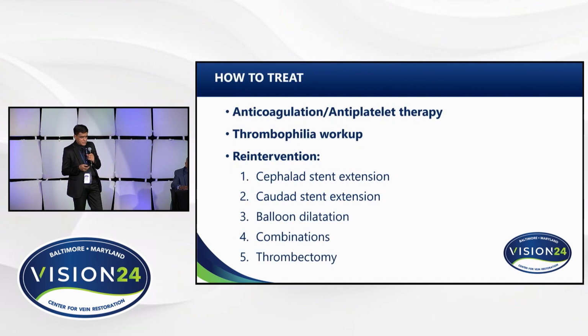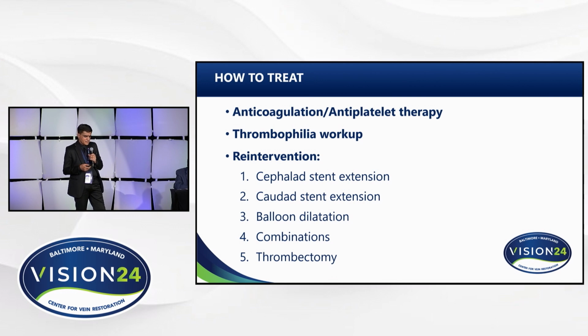And how we do the treatment: prompt initiation of anticoagulation therapy. So we do it right away, based upon what the ultrasound reveals. If it's an acute or subacute thrombus, you start them on Lovenox or anti-Xa inhibitors, or if it's a more chronically appearing process, then start them on antiplatelet therapy. Thrombophilia workup is recommended, especially if there are no other factors which potentially could be contributing to stent thrombosis. And then the reinterventions are performed.